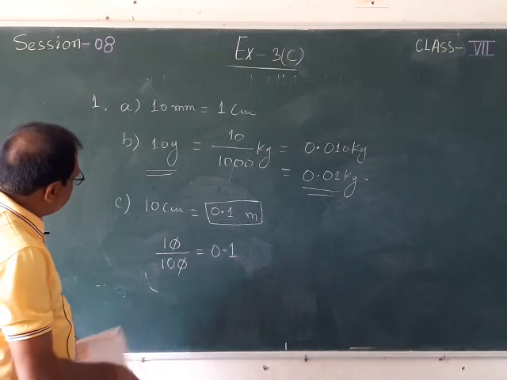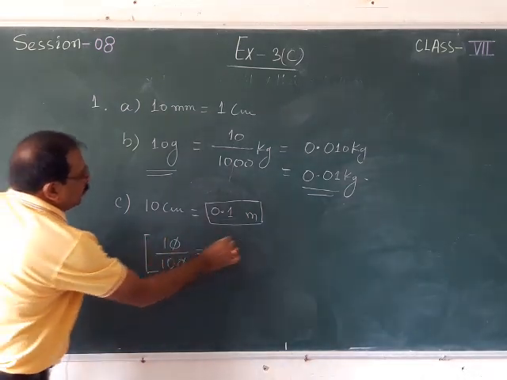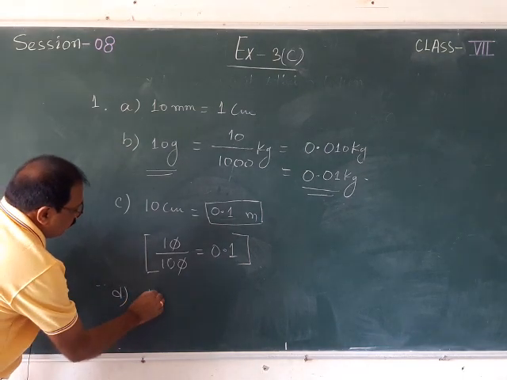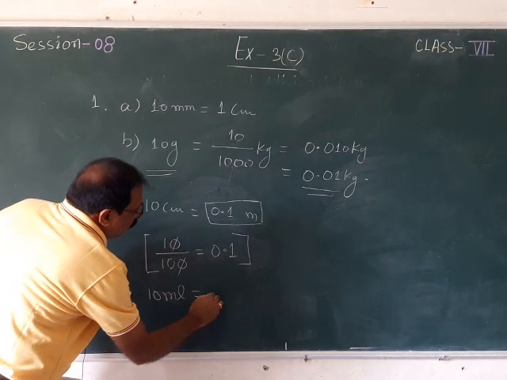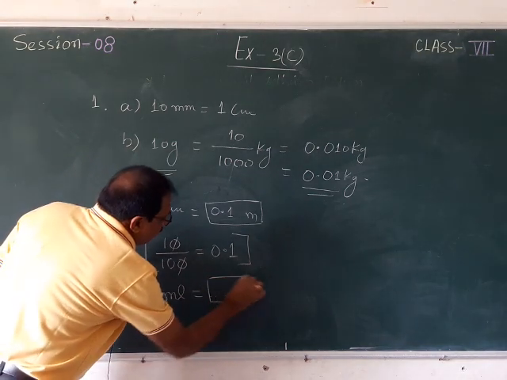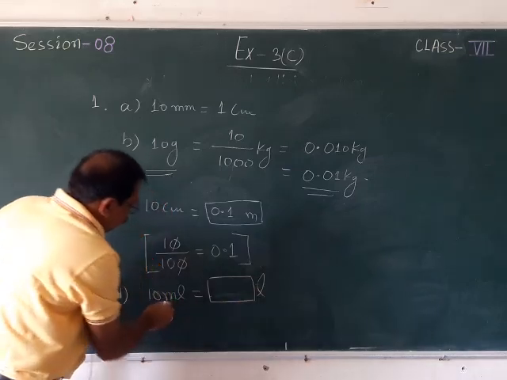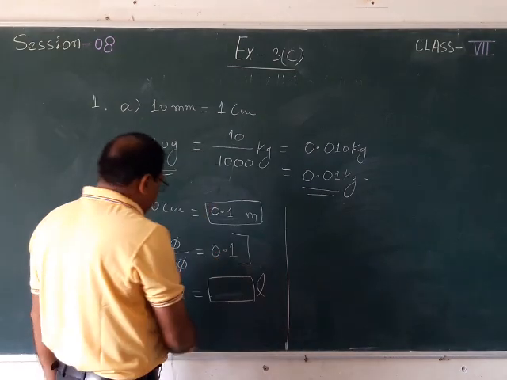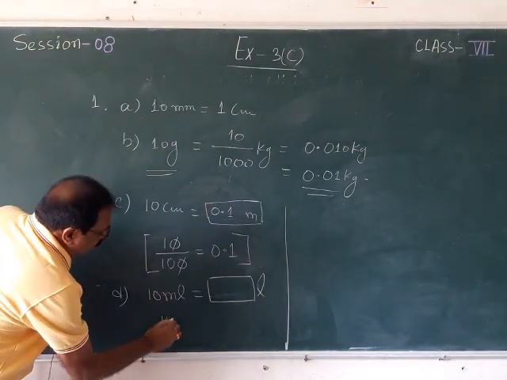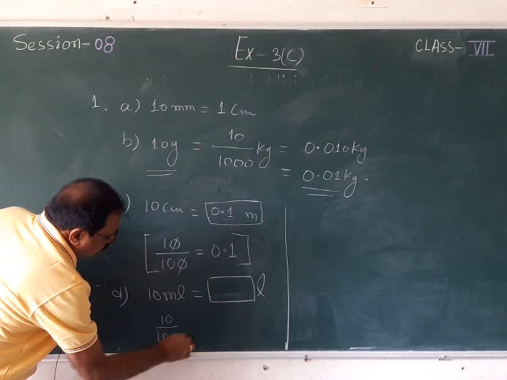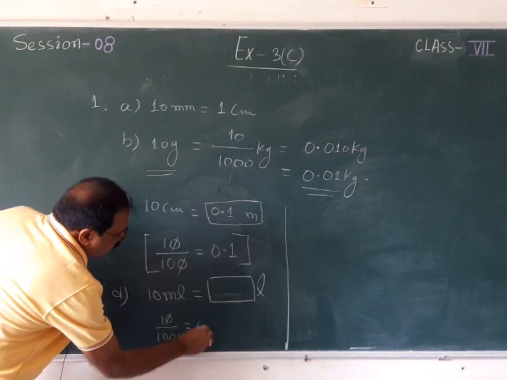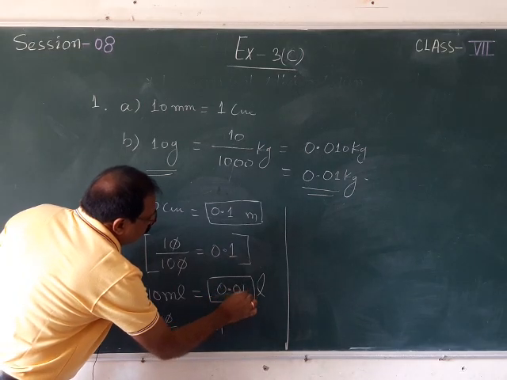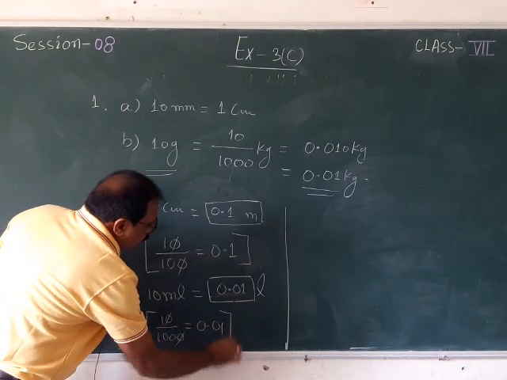Then D number, this is the rough part. You have 10 ml. This is 10 ml equals how much liter? You know 1 liter means 1000 milliliter. So you are dividing 10 upon 1000. The 0 is gone, it is 1 upon 100, meaning 0.01. So you can write 0.01 liter. This is the working step for that.